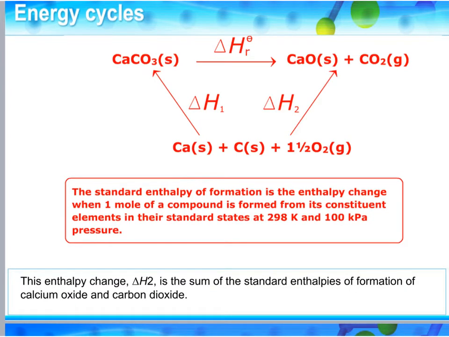If we now look at the other enthalpy change, this is the enthalpy change 2. These are the products. This one here is the sum of the enthalpy of formation of calcium oxide and carbon dioxide. This symbol here means adding those two together. So this is the sum of the enthalpy of formation of the products, whereas delta H1 is the sum of the enthalpy of formation of the reactants. However, there's only one reactant, so we don't really need to sum it. But in other examples, you might find that there is more than one reactant.